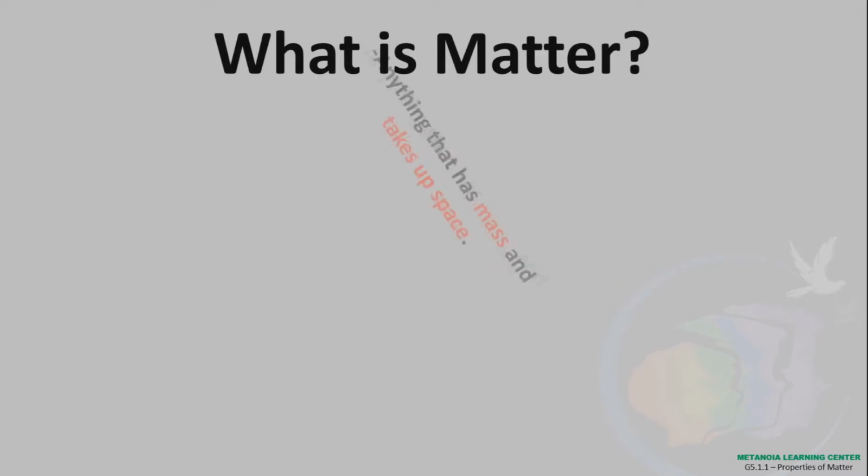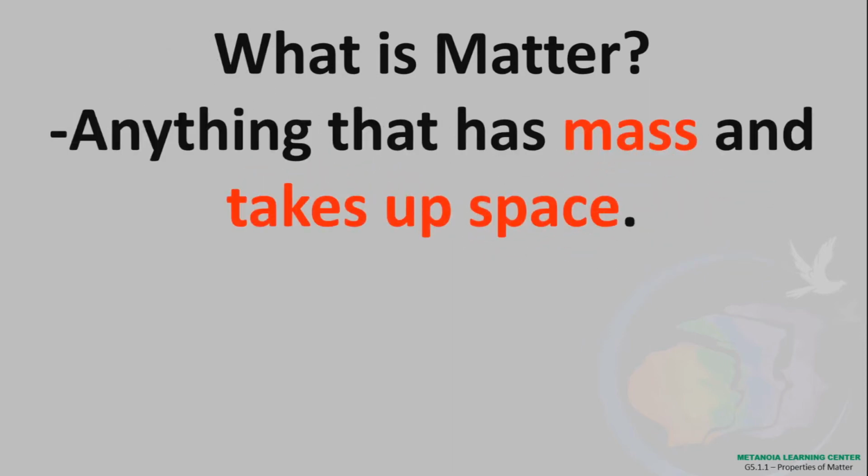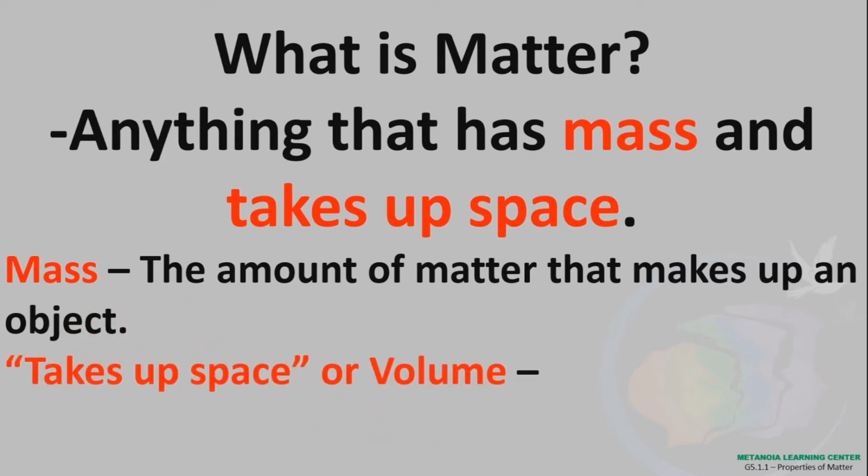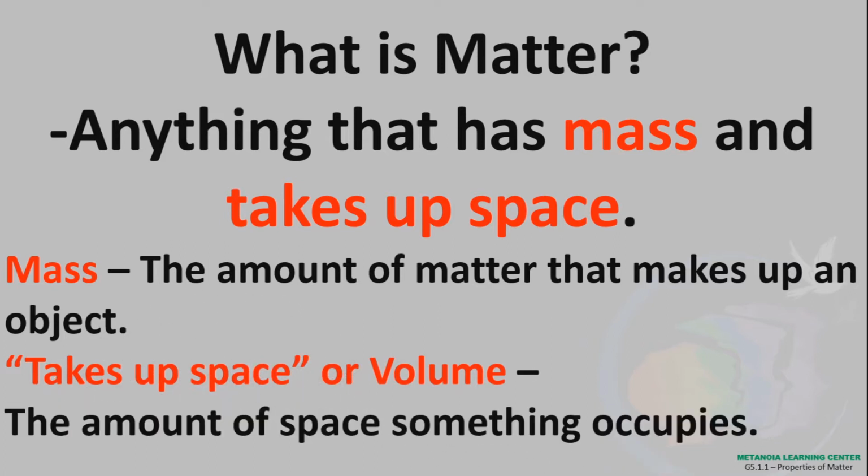What is matter? Matter is anything that has mass and takes up space. Don't forget about that. Matter has mass and takes up space. Mass is the amount of matter that makes up an object. Takes up space actually refers to volume. It refers to the amount of space something occupies.